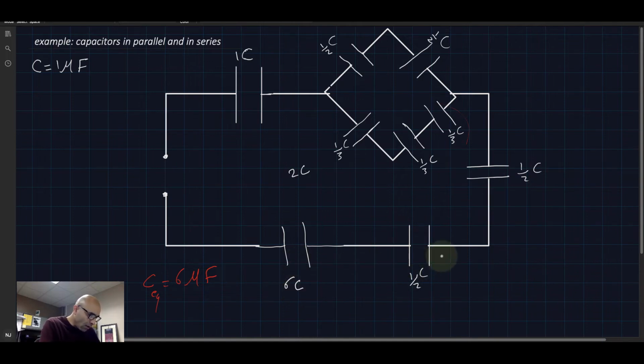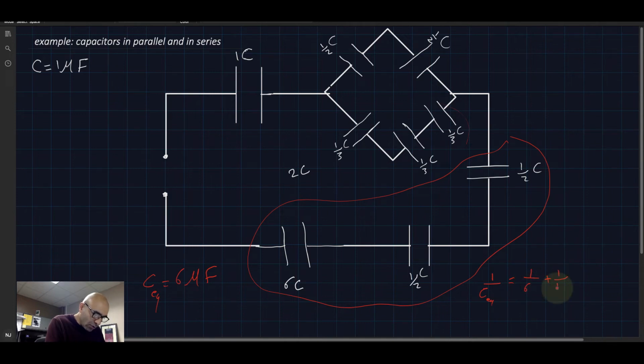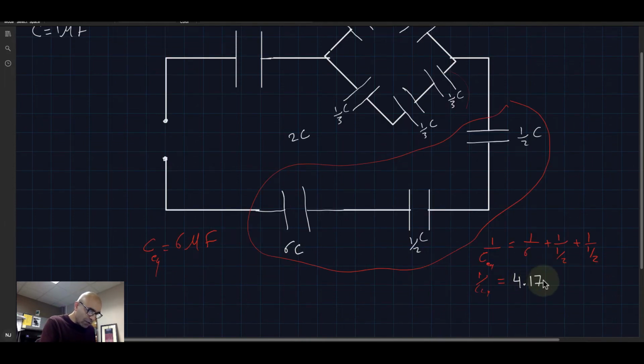Now we can do these three together in series. 1/C equivalent is equal to 1/6 plus 1/(1/2) plus 1/(1/2), and 1/C equivalent, after calculating it with the calculator, is equal to 4.17 per microfarad, but we don't want 1/C equivalent, we want C equivalent for that combination of 3 capacitors in series, and that will be equal to 0.24 C. Now notice that 0.24 C for all of this combination is smaller than the smallest one, which is 0.5 C. Okay, so right now we can just delete all of this here.